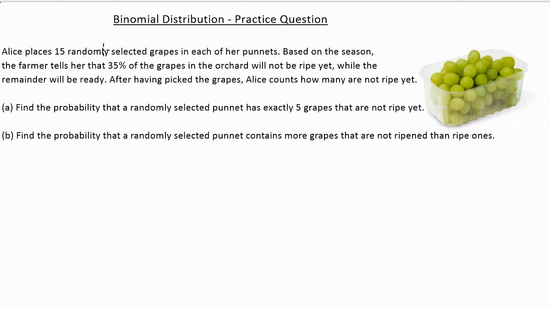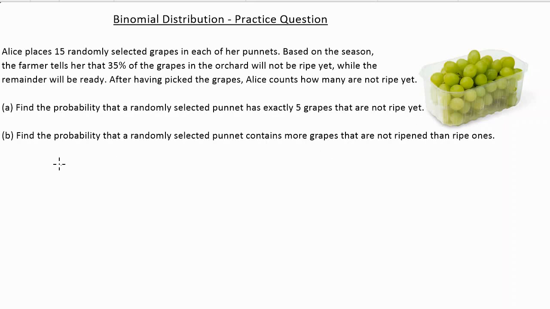Alice places 15 randomly selected grapes in each of her punnets. So here's a punnet, and she's picking the grapes and putting them into one of these plastic tubs. Based on the season, the farmer tells her that 35% of the grapes in the orchard will not be ripe yet, while the remainder of the grapes will be ready. After having picked the grapes, Alice counts how many are not ripe yet. And the question says, find the probability that a randomly selected punnet has exactly 5 grapes that are not ripe yet.